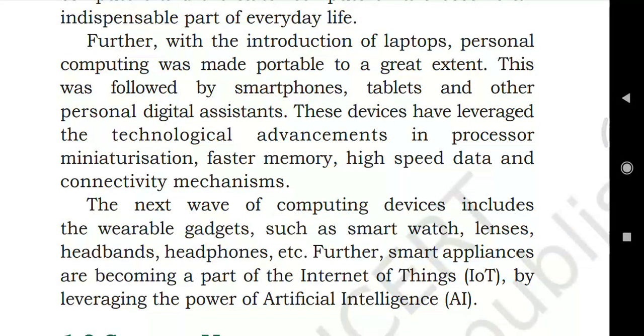These devices have leveraged the technological advancements in processor miniaturization, faster memory, high-speed data, and connectivity mechanisms. The next wave of computing devices includes wearable gadgets such as smartwatches, lenses, headbands, headphones, and further smart applications, becoming a part of the Internet of Things (IoT) by leveraging the power of artificial intelligence.